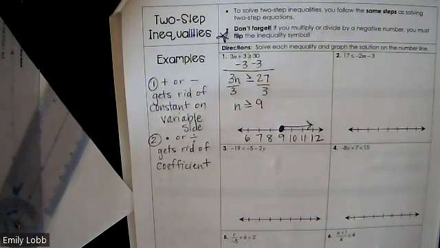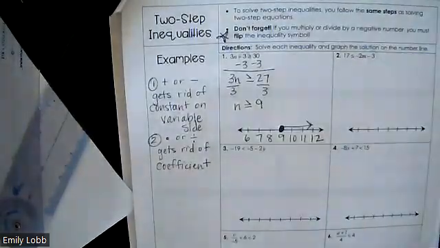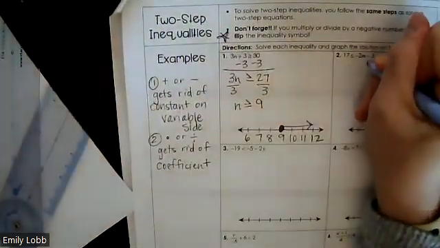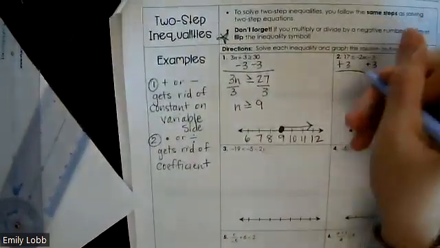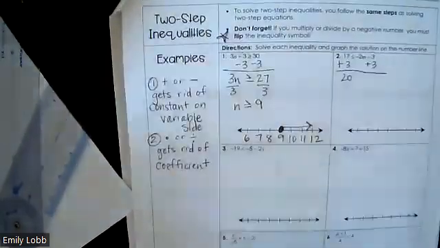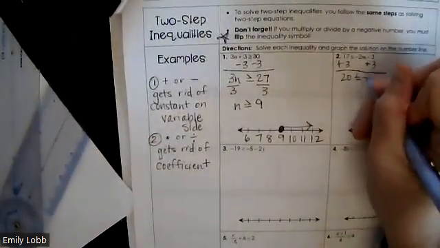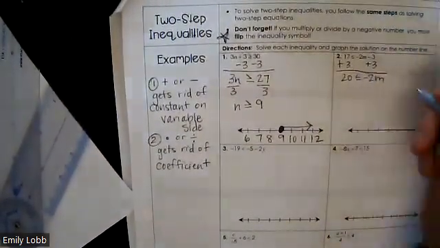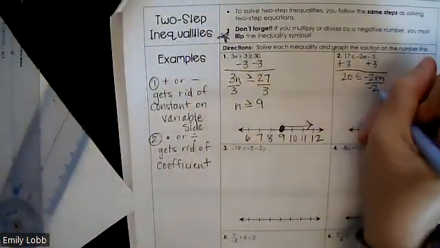All right, so we're just going to continue on in that process. First, we have to get rid of the constant on the variable side. So we're taking the opposite. Very good. Once we have added 3, we have 20 is less than or equal to negative 2m. Not just 2, though. We got to divide by a negative 2.